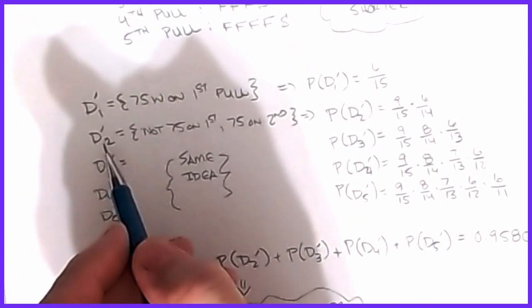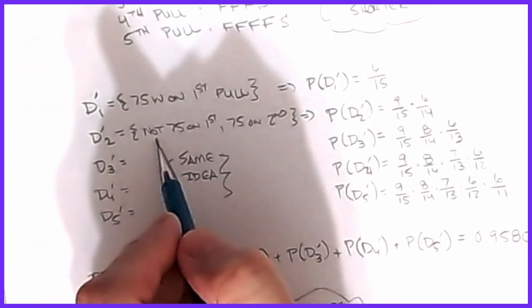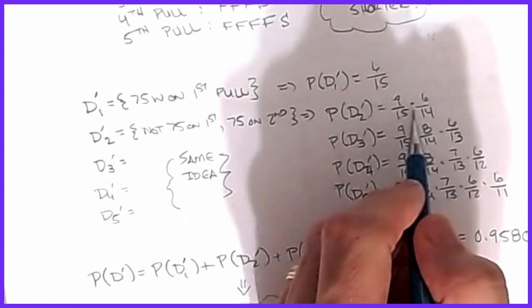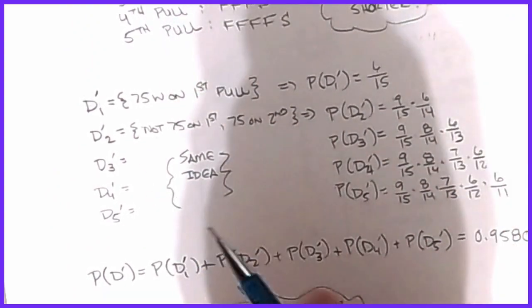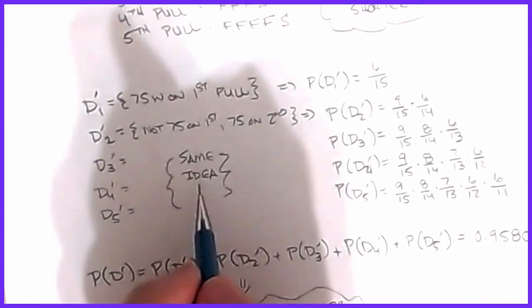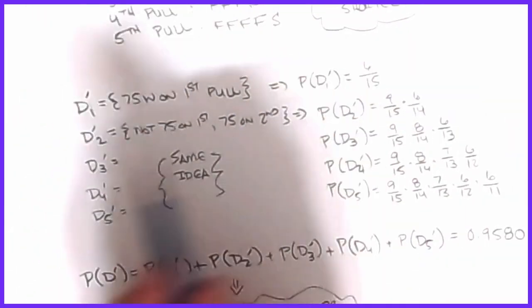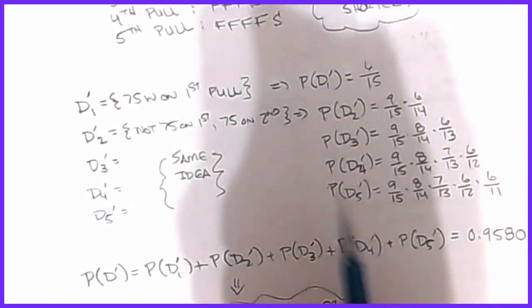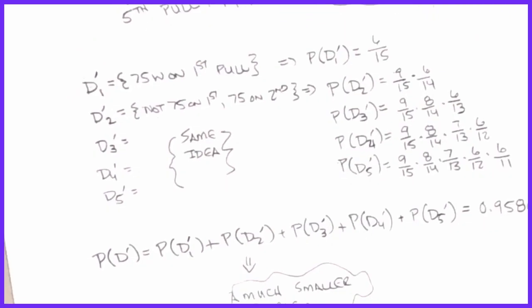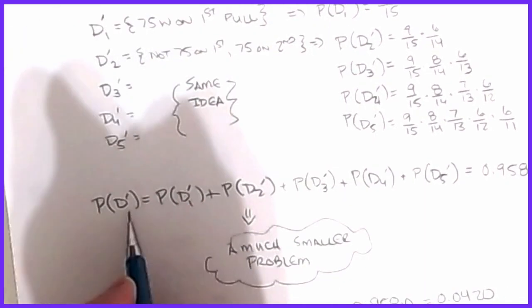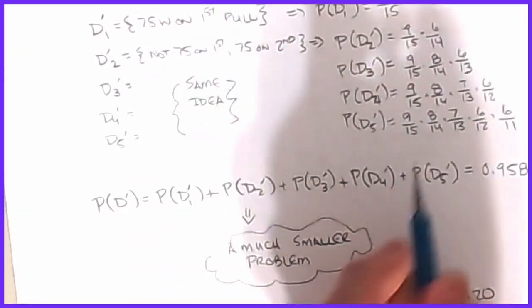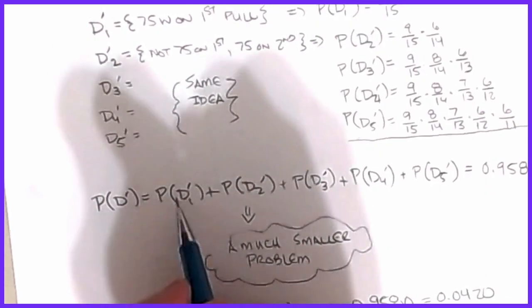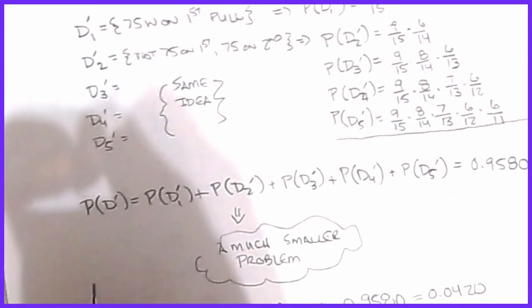The second one, the pulling of 75 on the second, is not 75 on the first and 75 on the second. It's now going to be 9 on 15 times 6 on 14, done. The chains are so much shorter on this. And then I can repeat the ideas down here. In fact, I wrote them out, I just didn't write all the text here. So it's 9 on 15, 8 on 14, 6 on 13, and so forth. All right, so then the probability of the complement of the event that I want, which is basically just taking all of this and summing it up, is simply the sum of all of those values, whatever numerically they are.